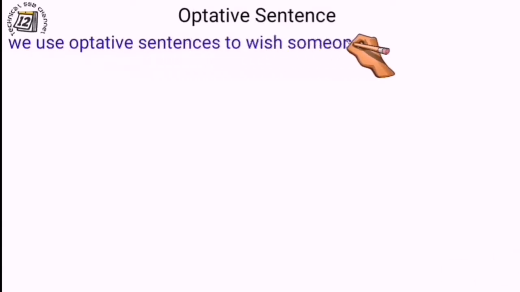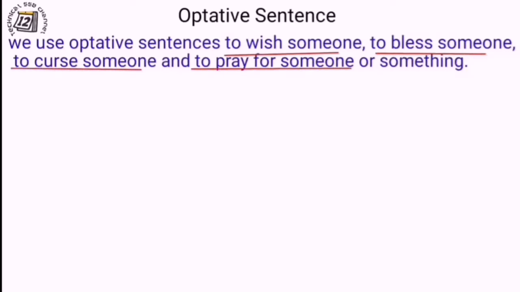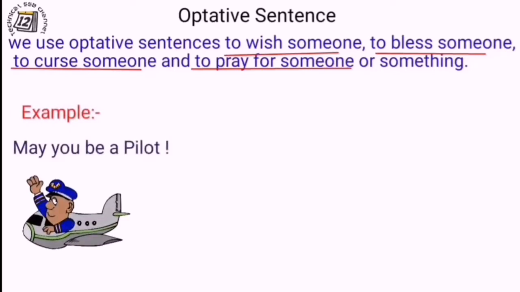Let's see what is an optative sentence. We use an optative sentence to wish someone or to bless someone, to curse someone and to pray for someone or something. So let's see the examples, how we wish or curse or pray for someone. Example number 1, may you be a pilot. So here is a wishing of someone to another person to be a pilot. It is a wishing, good wishing.